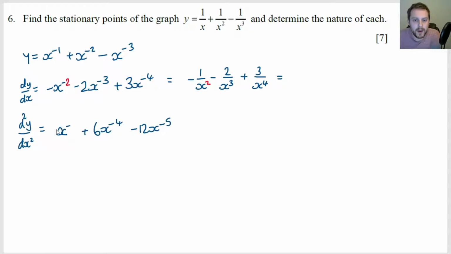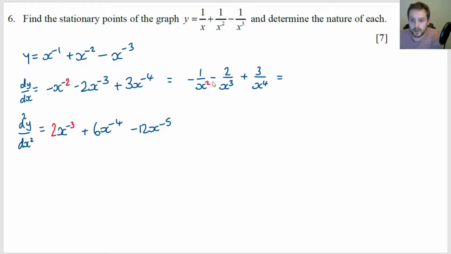And times by the power and knock 1 off the power. Okay, there we go. So I think I'm actually going to leave that in because it's good to see that everyone can make a mistake, right? So let me just double check. So that looks right now.